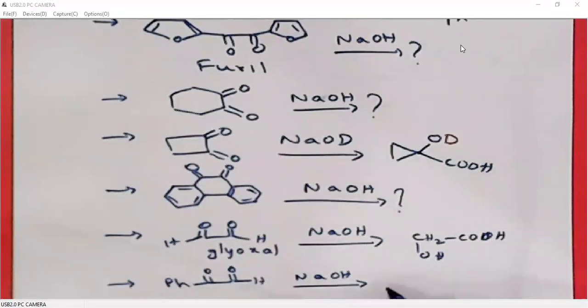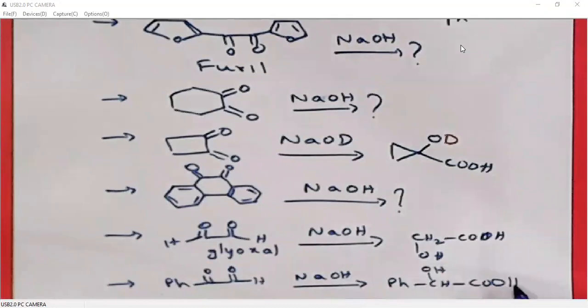So the product here is, we have a ketone and an aldehyde here. Aldehyde is more reactive, so that is why OH minus will attack on the aldehyde. So it becomes carboxylic acid and the ketone will be reduced because of the 1,2 hydride shift here.